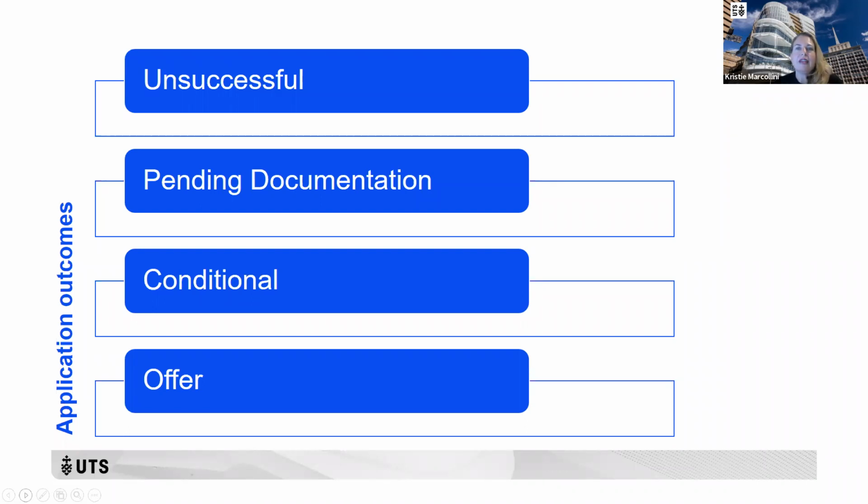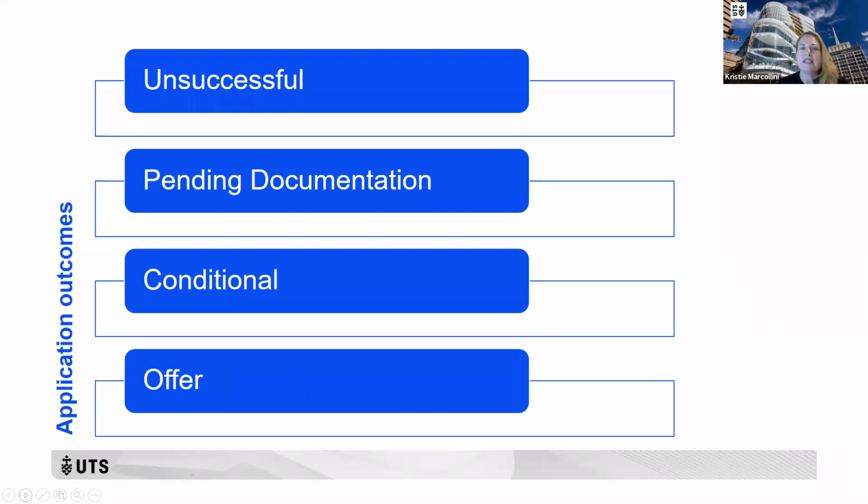You might receive an outcome that is pending documentation. And in that case, it just means that we can't make a decision until you provide that document we've requested. So in some cases, it might be that your application needs to be referred to the faculty for a decision. And until we get the document requested, we can't refer your application to the faculty.